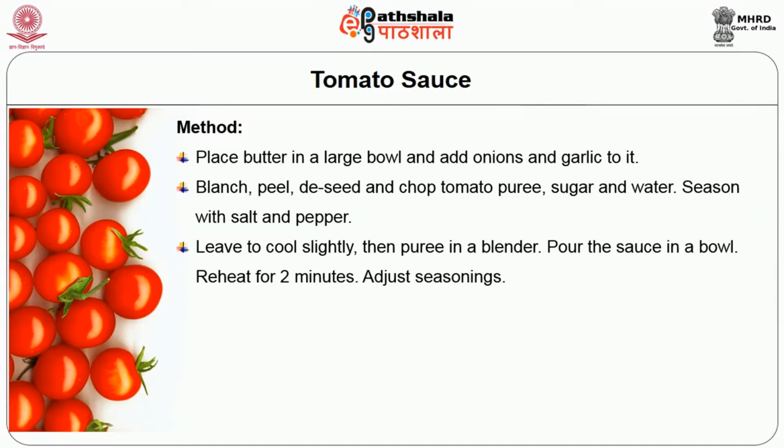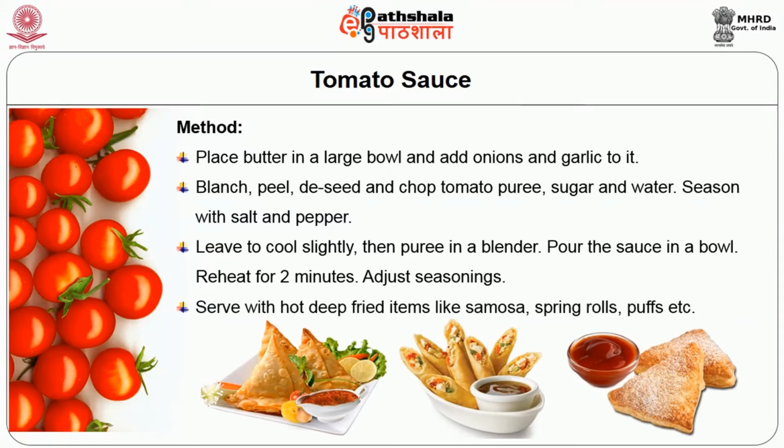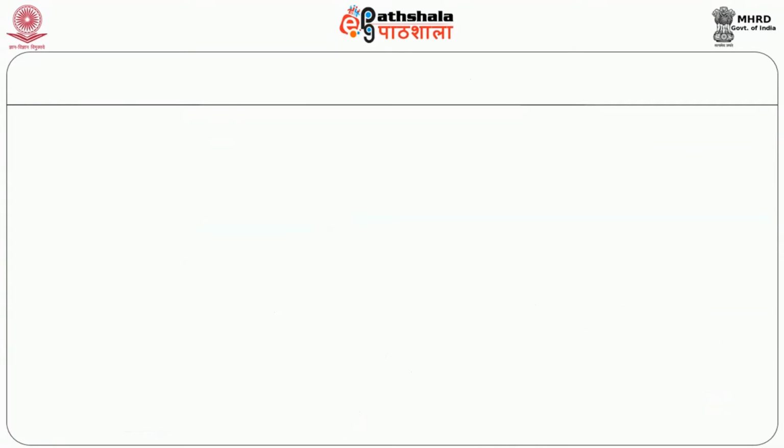slightly and then puree it using a blender. Pour the sauce in a bowl, reheat for 2 more minutes and then adjust the seasonings according to the taste. Serve with hot deep fried items like samosa, spring rolls, puffs, etc.